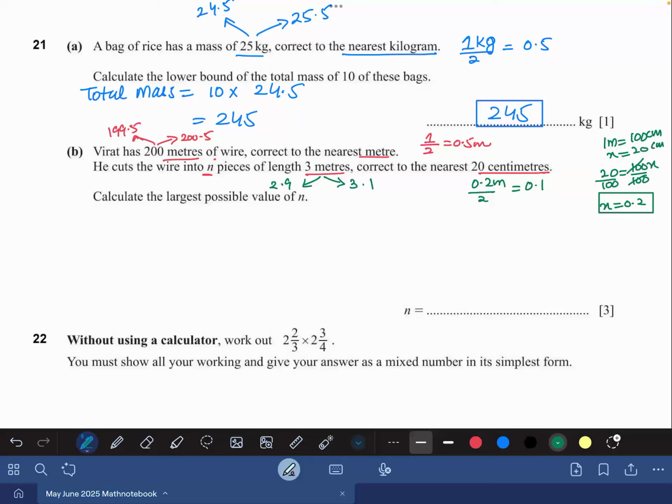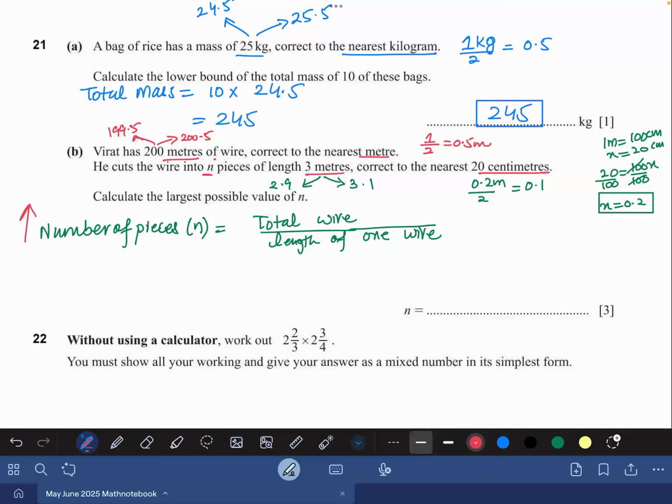Calculate the largest possible value. So he cuts the wire into n pieces. Okay. So first of all, number of pieces n will be equal to the total wire divided by length of one wire. Agree or not? Calculate the largest possible value. It means that we have to find the upper bound of this. So I will take the upper bound of the total wire but the lower bound of the length of one wire. So this is the division formula.